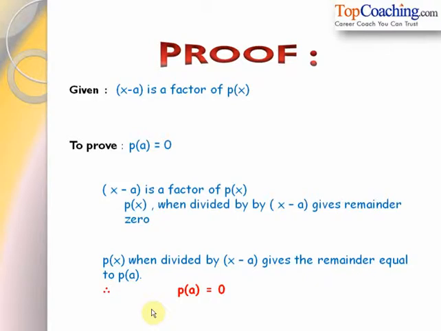So the entire factor theorem says that if we have any polynomial p of x and we have a real number a such that p of a is equal to 0, then x minus a would be a factor of p of x. That is, x minus a completely divides the polynomial p of x.